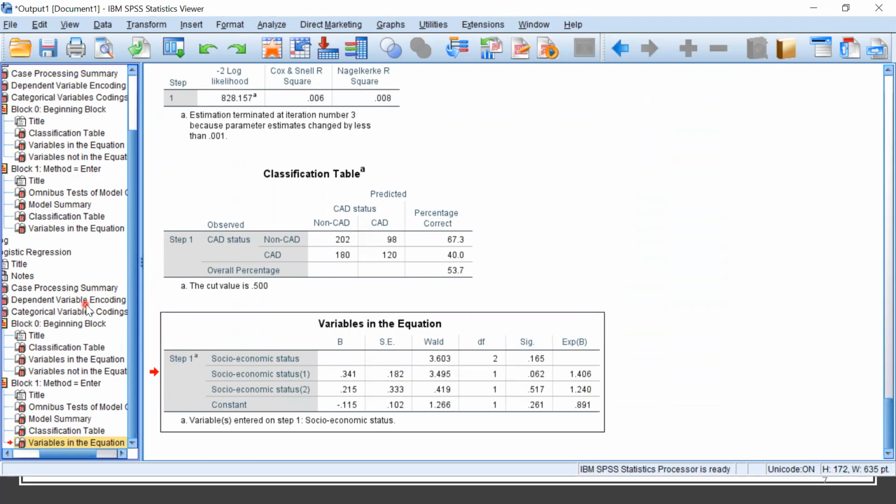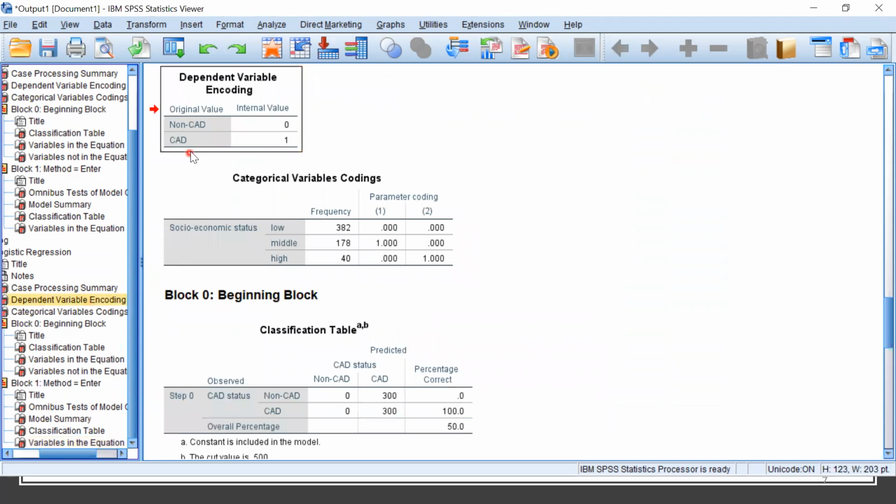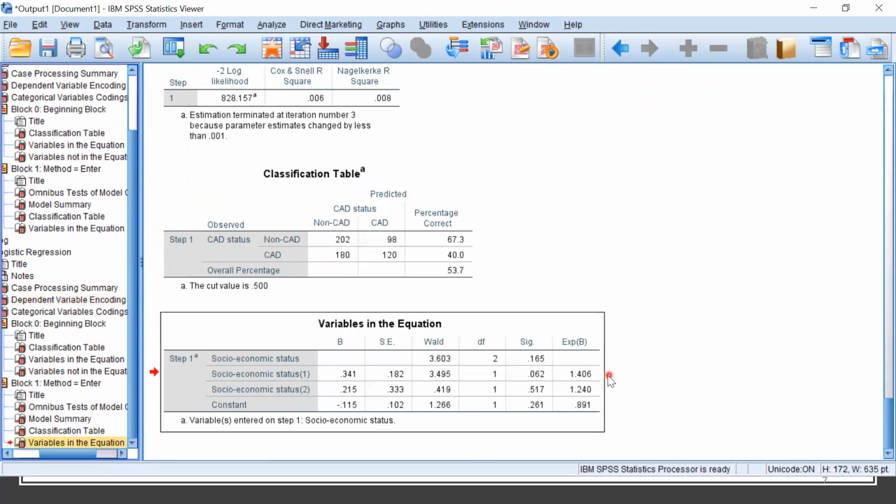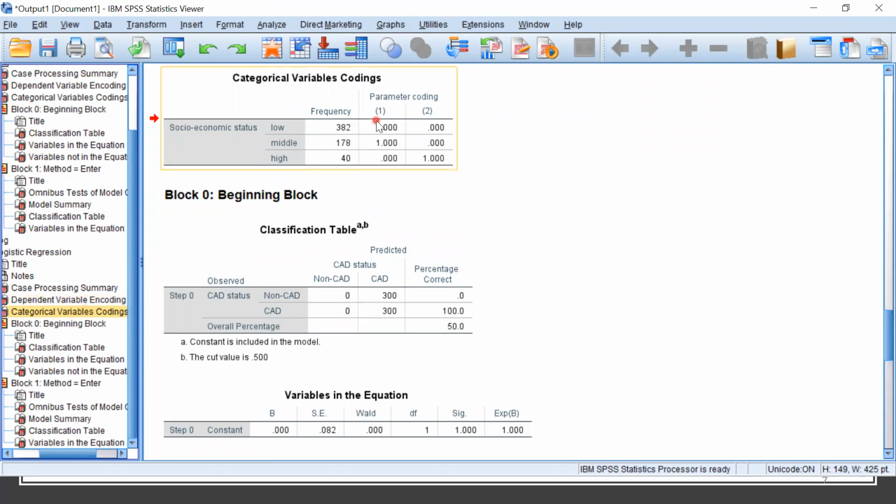Okay, sorry. Dependent variable coding says CAD is our outcome variable, and the low class is the reference category. It has 0 in both. The first odds ratio will represent the middle class, and the second odds ratio will represent the high class based on the low class category. So here you can see we have two odds ratios mainly: exponential B 1.406 and 1.240. The first is for the first category mentioned in the categorical variable coding: 1 for middle class, 2 for high class.